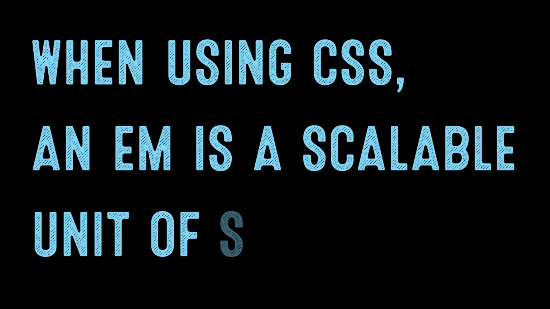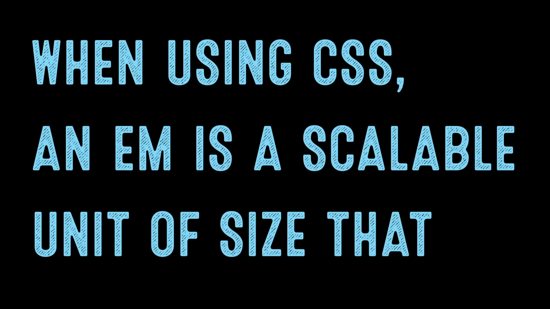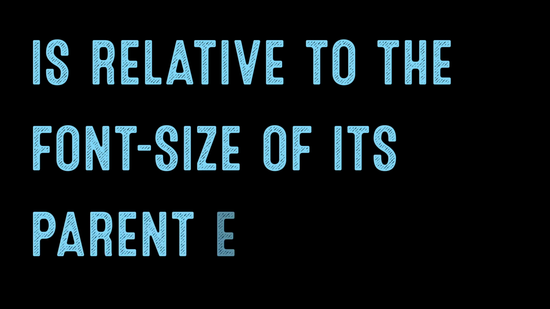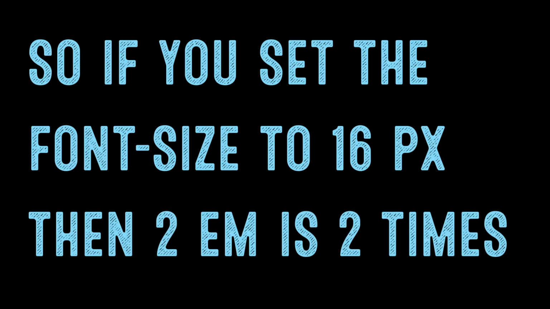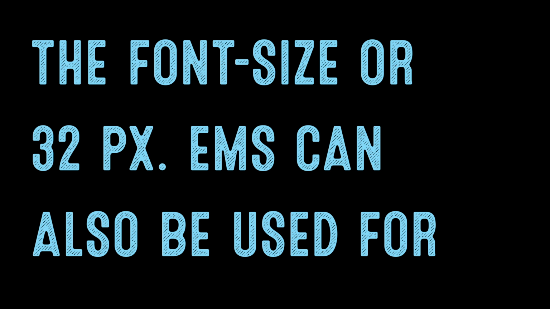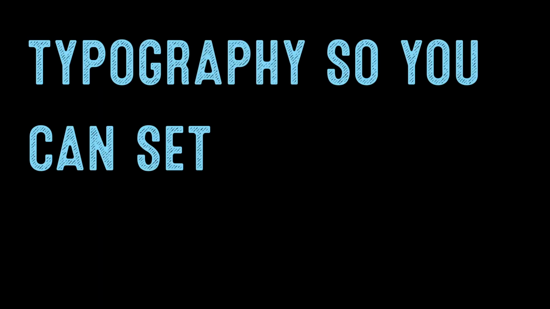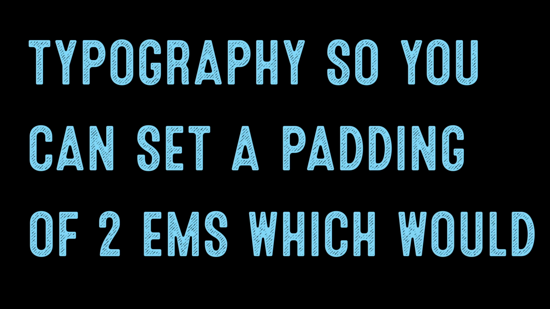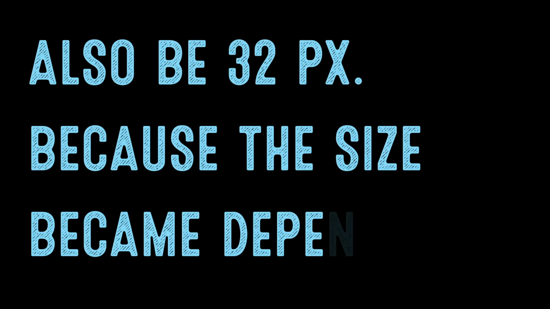When using CSS, an M is a scalable unit of size that is relative to the font size of its parent element. So if you set the font size to 16 pixels, then 2M is 2 times the font size, or 32 pixels. M's can also be used for other properties other than those related to typography. So you could set a padding of 2 M's, which would also be 32 pixels.